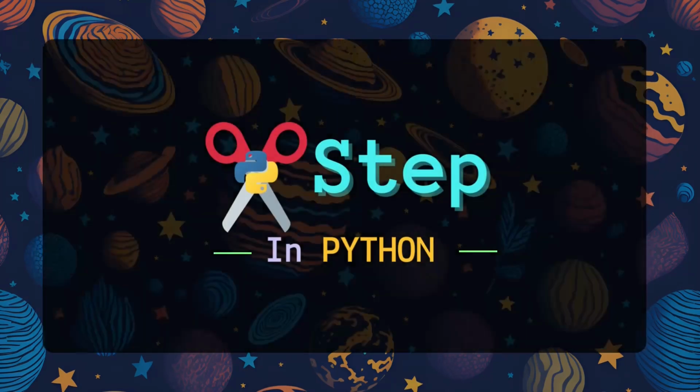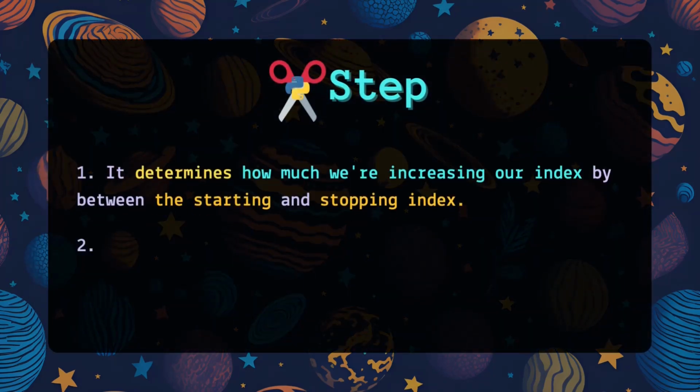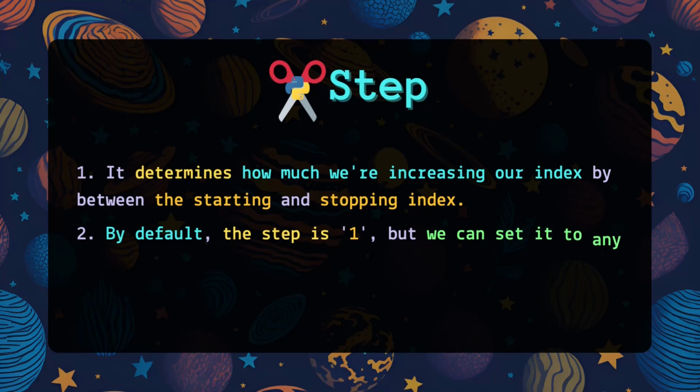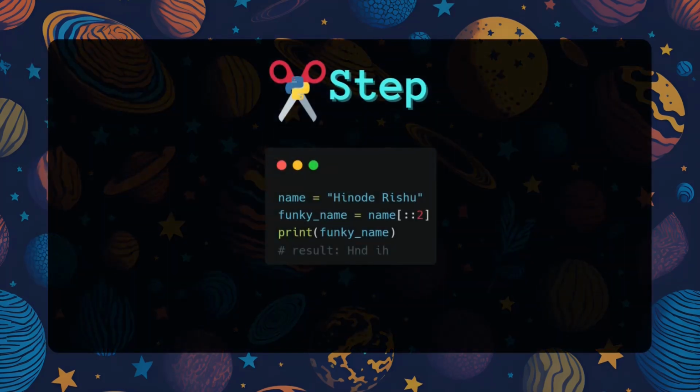Step. The step is an optional field that we can set a value to. It determines how much we're increasing our index by between the starting and stopping index. By default, the step is 1, but we can set it to any value. For example, if we want to create a substring that will count only every second character after the first, we can set the step to 2.